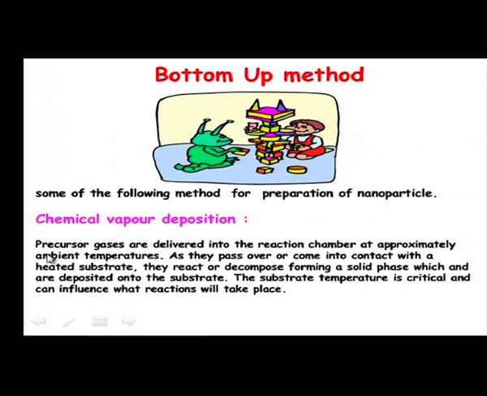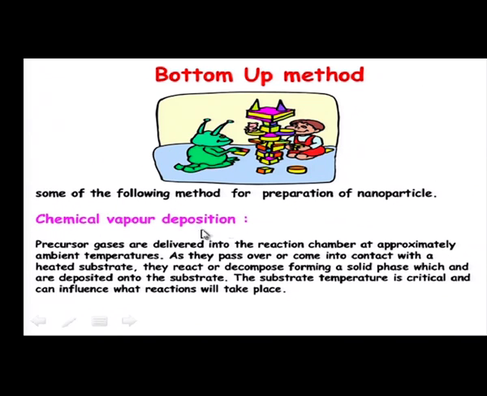And this is a schematic diagram for the bottom up method. The best example for a bottom up method is chemical vapor deposition, and in chemical vapor deposition we need to have a precursor. These precursor gases are delivered into the reaction chamber at approximately ambient temperatures. As they pass over or come into contact with the heated substrate, they react or decompose, forming a solid phase which is deposited onto the substrate. The substrate temperature is critical and it can influence what reactions will take place.